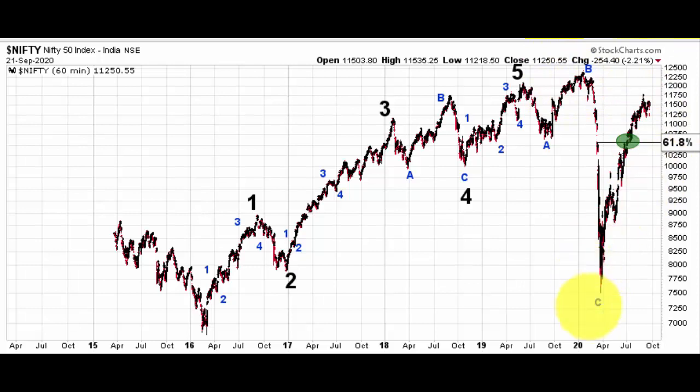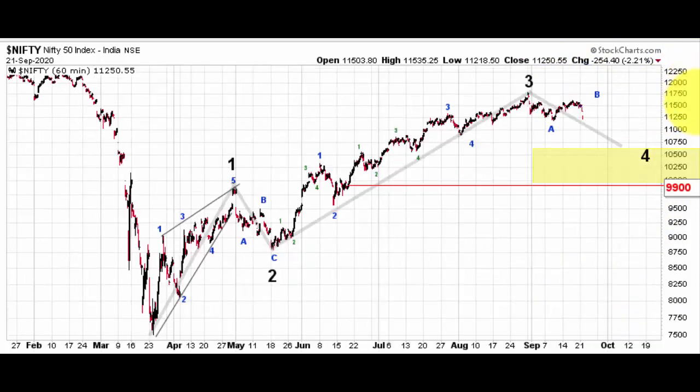So let's go ahead and zoom into the 2020 advance to see where that puts us. This is the same labeling that I used a month ago. It still applies. We had a leading diagonal first wave, a second wave pullback, and a pretty extended third wave advance. It's been really strong. And off of the late August high, we've seen a little bit of sideways action, and a fairly large down day today, but this appears to be a fourth wave pullback that is taking place now.